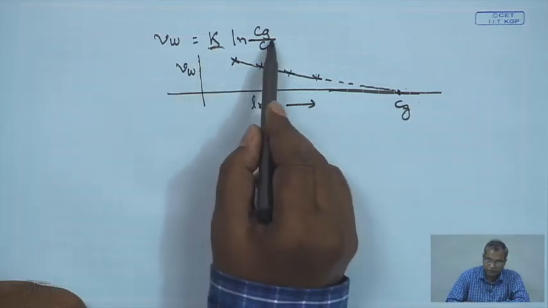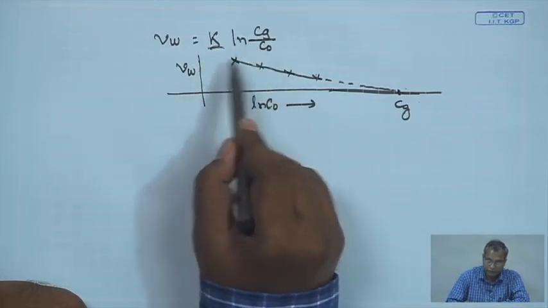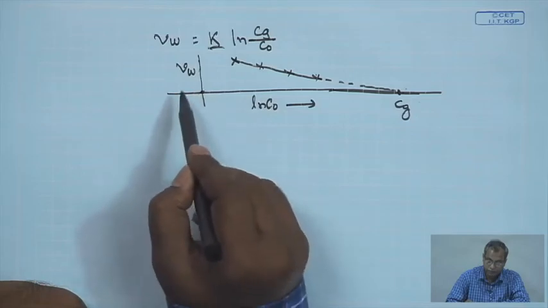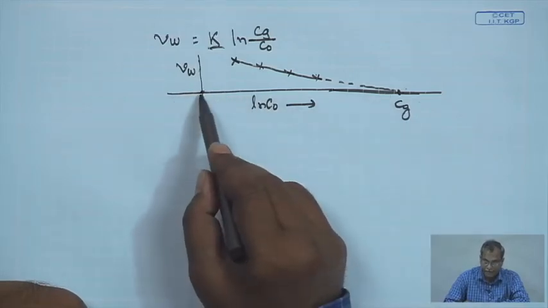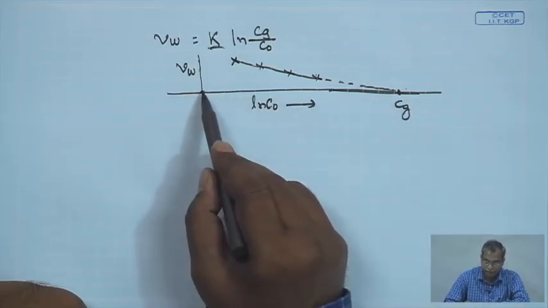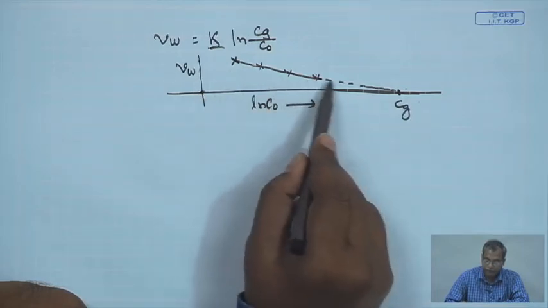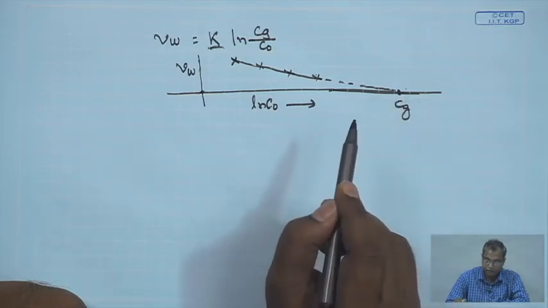So, when C naught is equal to C g, ln 1 will be equal to 0. So, you will be getting the 0 value of flux there, but in an actual experiment you will always be getting some finite value of flux. Therefore, this line will be extrapolated and you will be getting the gel layer concentration.